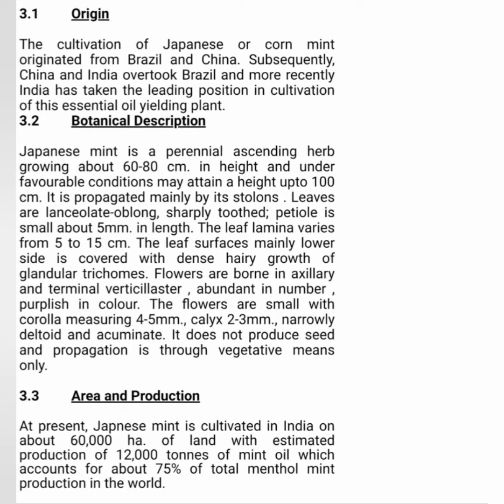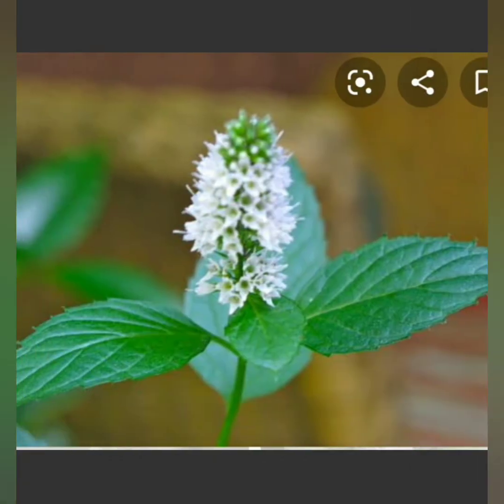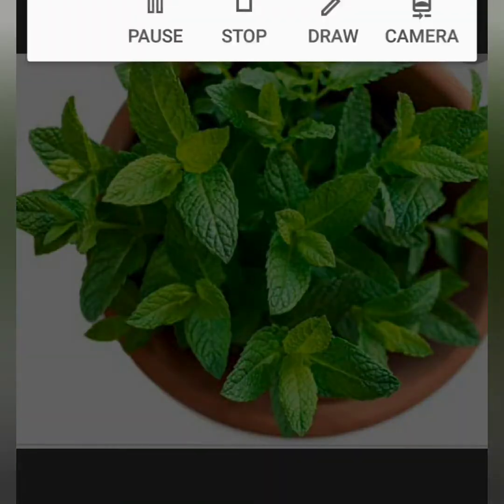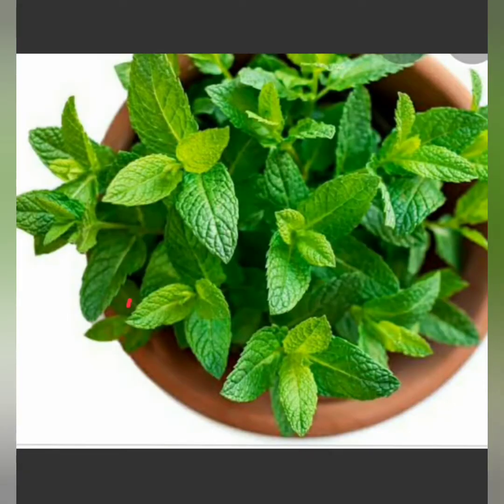So the leaves are lanceolate oblong. Lanceolate means they have a narrow oval shape tapering to a point at each end. Just take a look at the leaf. You can see they are long, slender, a narrow oval shape, and they are tapering at the end. So this is known as lanceolate, and also oblong, meaning having a flat figure with unequal adjacent sides. You can see the adjacent sides are unequal and they have a flat figure.